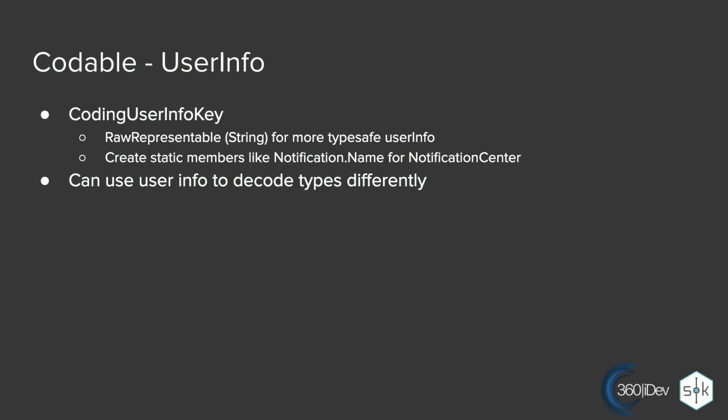And one of the places you can use this is to try to decode types differently depending on what's come in. So maybe I need to handle this model object differently if it's coming from the database versus if it's coming from a JSON API or something like that.